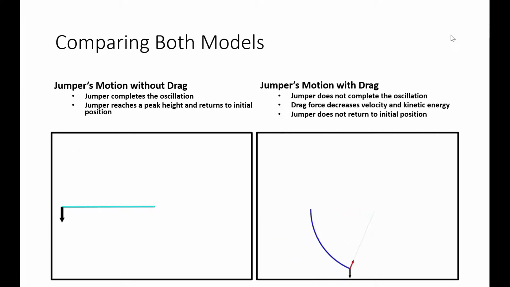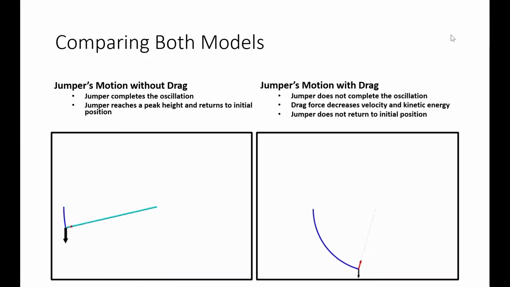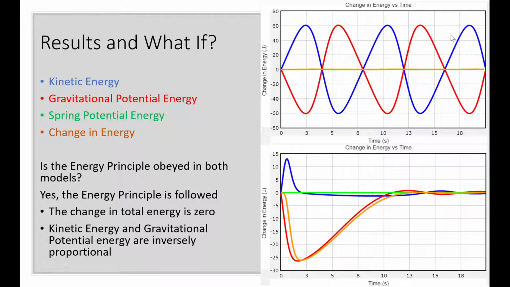After running both models, we can see that the model without drag is on the left and the other including drag is on the right. Notice that in the model without drag, the jumper completes the oscillation and reaches the peak height, returning back to the initial position. However, in the model with drag, the jumper does not complete the oscillation due to the drag force decreasing the velocity and kinetic energy, so the jumper does not reach the initial position. This model is more accurate in displaying motion in real life, however. Also, the red arrow represents the spring force from the rope, and the black arrow represents the gravitational force acting on the system.